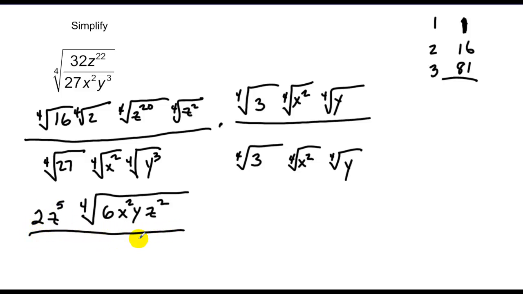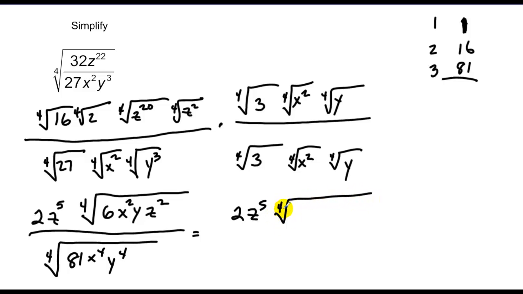over. This bottom term should be a perfect fourth when I multiply it all together. There's an 81, there's an x to the fourth, and a y to the fourth. So this simplifies into 2 z to the 5th, fourth root 6 x squared y z squared over fourth root of 81, as we said, is 3. Fourth root of x to the fourth is x, and y to the fourth is y. And we're done.